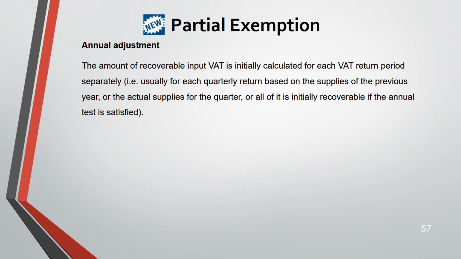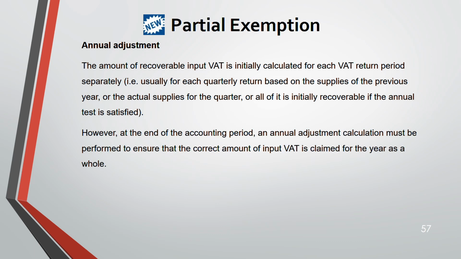Annual adjustment. The amount of recoverable input VAT is initially calculated for each VAT return period separately, usually for each quarterly return based on the supplies of the previous year or the actual supply for the quarter, or all of it is initially recoverable if the annual test is satisfied. However, you have to make an annual adjustment calculation at the end of the accounting period.